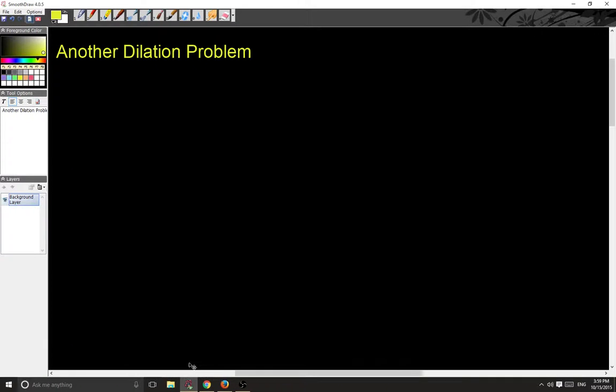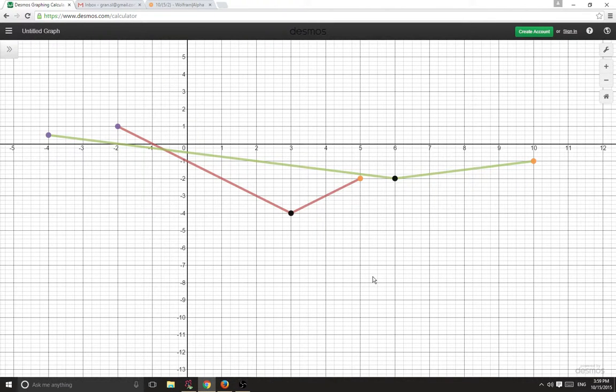Let's move on to the last topic I was going to talk about today. This was another problem that was posed to the same student I was working with on my other dilation problems. Basically we're given, similar to the problem we saw in the vertical dilation video, two functions.